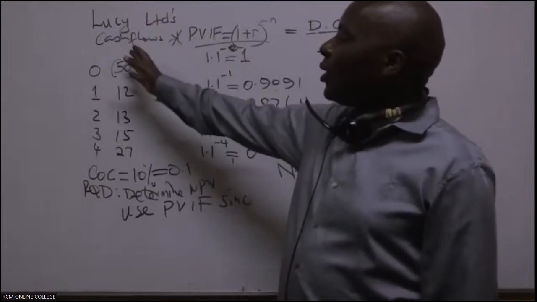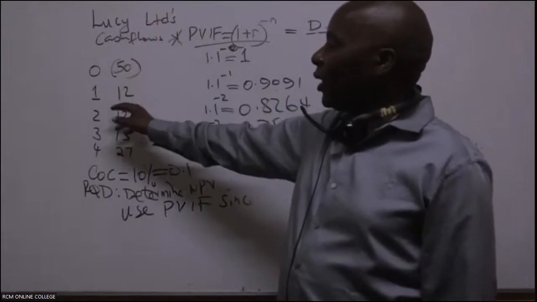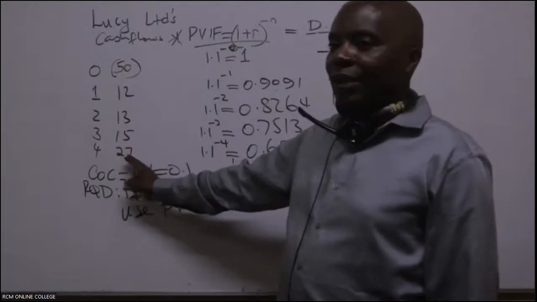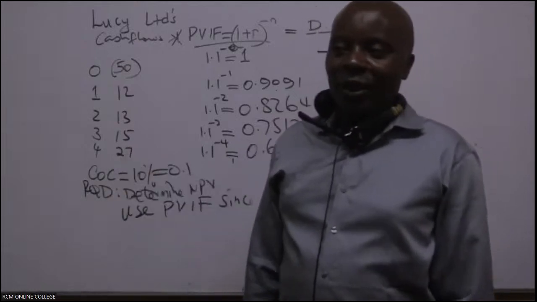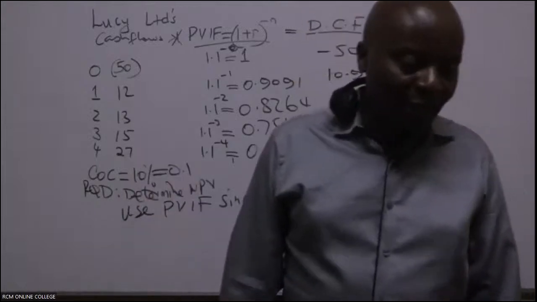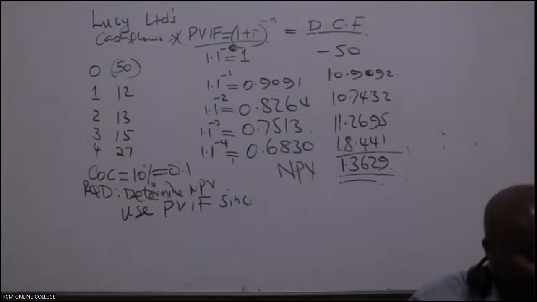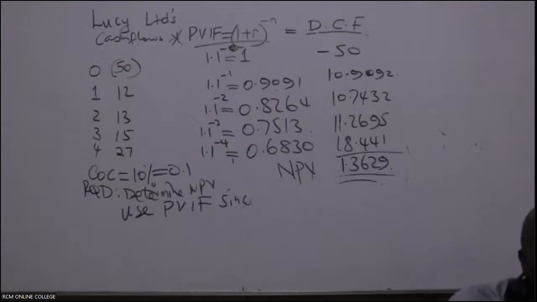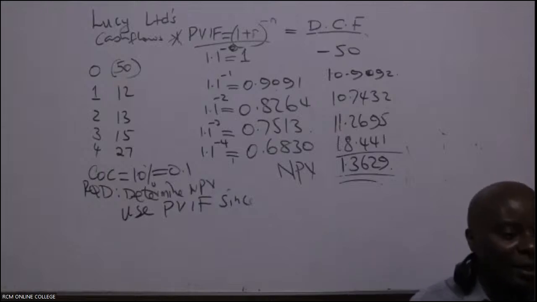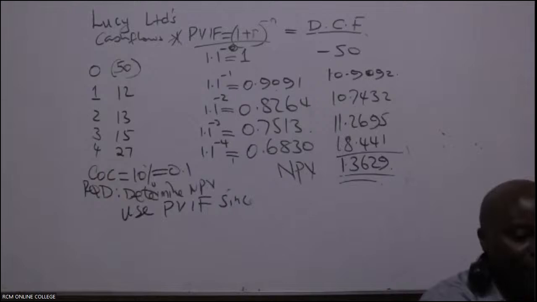I simply want you to write there the cash flows: negative 50, 12, 13, 15, 27, 27, 27. And then you write there, cost of capital is 10%. Once you write like that, you are ready to do this concept using Excel, and then we compare the answers. Can you kindly put your thumbs up?